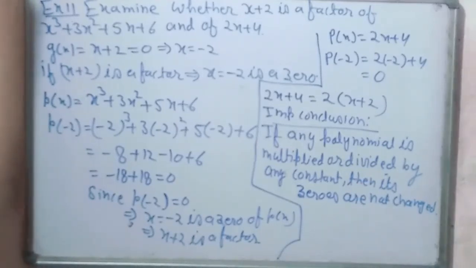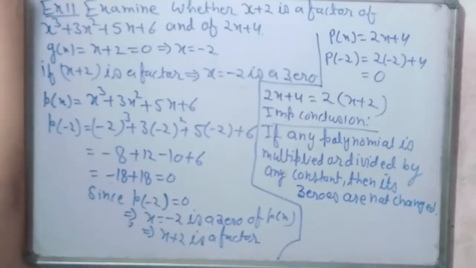That means either you multiply or divide any polynomial with any given constant number, the zeros of the polynomial will not be affected. I am not saying anything about factors, I am saying only about the zeros. Factors will also remain the same. The only thing is that the total factors will be multiplied with the same constant number.